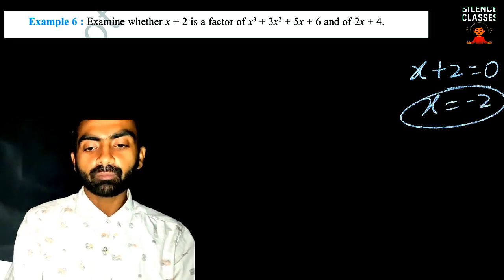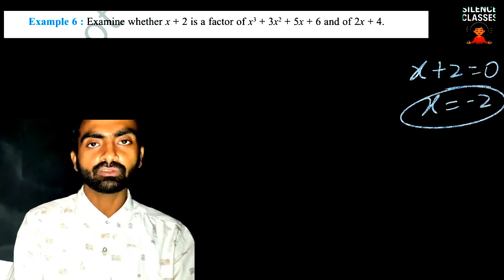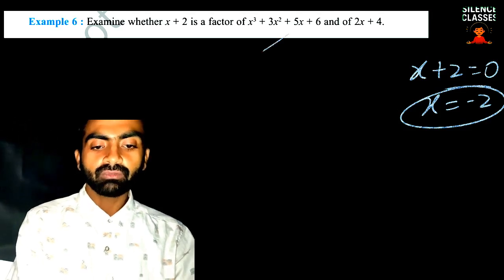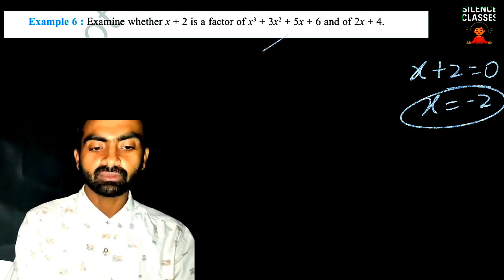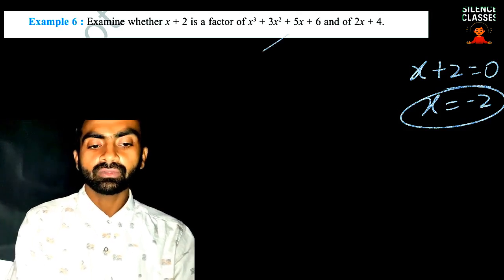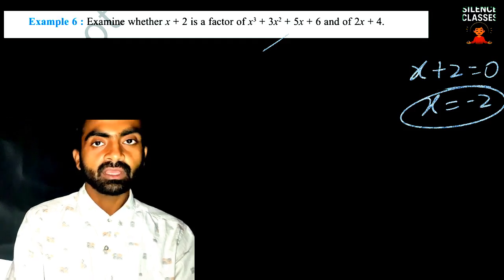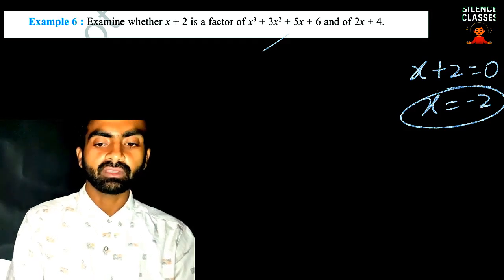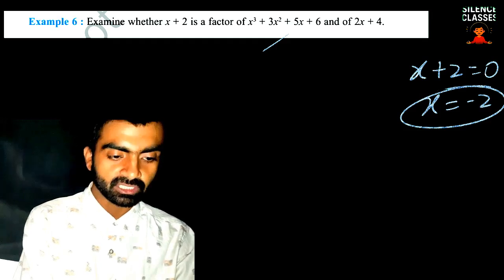Now if I put minus 2 in place of x in equation number 1, and the equation becomes 0, then we can say that yes, this is a factor of x cube plus 3x square plus 5x plus 6. If it does not become 0, then it is not a factor of this. So let's check it out.